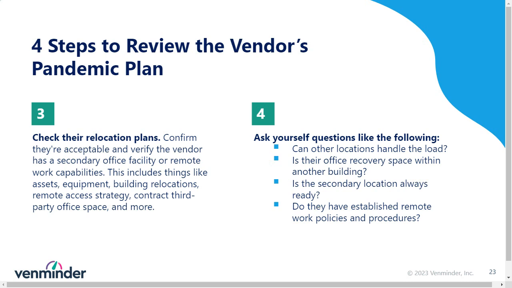Now, when you're reviewing the vendor's pandemic plan, ask yourself some questions like the following. Can other locations even handle the load? If the workload is transferred to a secondary location, see if it seems feasible that the location can even handle that workload. Something like normal operations being conducted in a large facility and then suddenly being transferred to a smaller facility should make you question the capability of that alternate location. Ask this, is there office recovery space within another building? You think it would make sense to have a recovery space in another building.